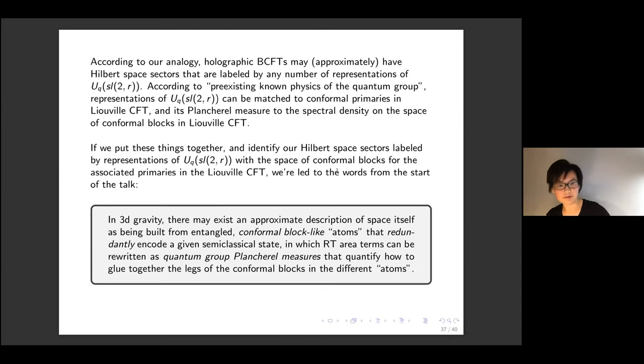That in 3D gravity, there may exist some approximate description of space itself as being built from some conformal block-like degrees of freedom that redundantly encode semi-classical states in the sense that I described in part two, where the RT area terms can be rewritten as Plancherel measures for this quantum group that tell us how to glue together the legs of these different conformal blocks. So let me emphasize that in these last two slides, I'm on doubly speculative ground, since I'm combining unproven conjectures that I've made with these analogies to conjectures other people have made around this work on quantum groups and CFTs from the 90s. So you can decide how seriously you want to take these last two slides.